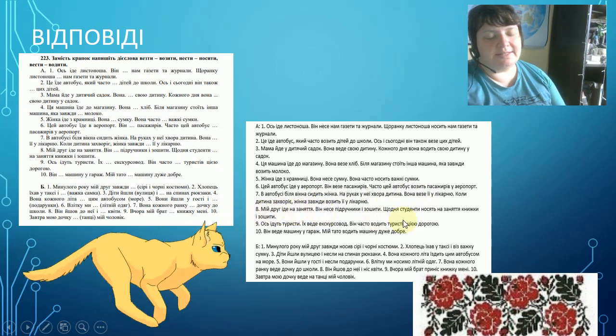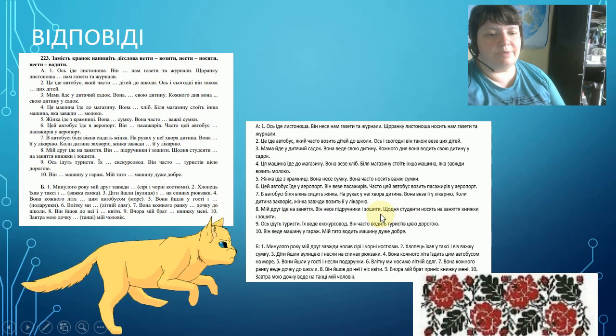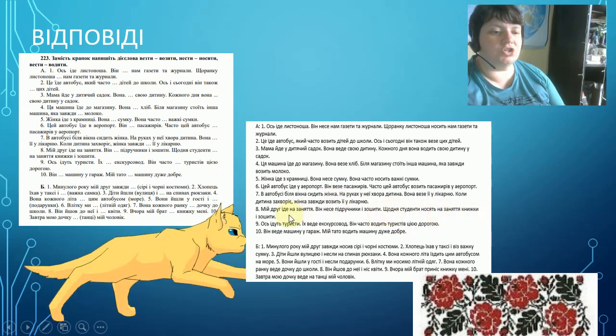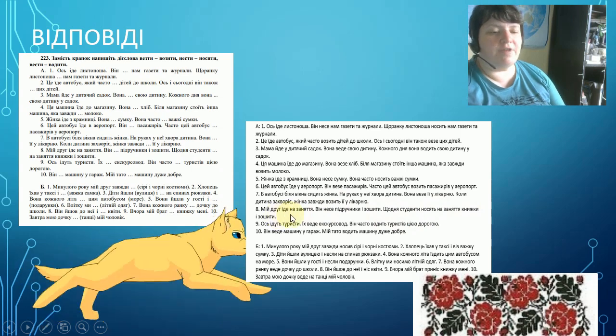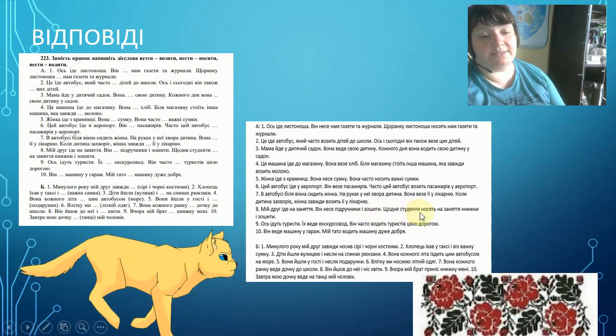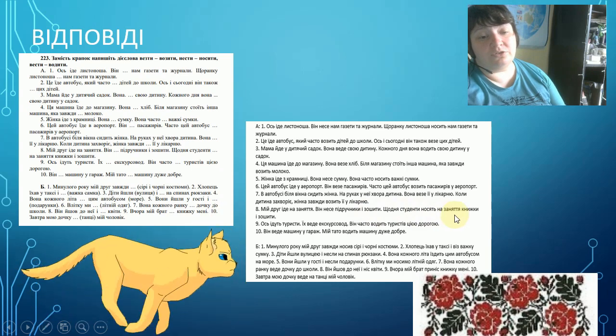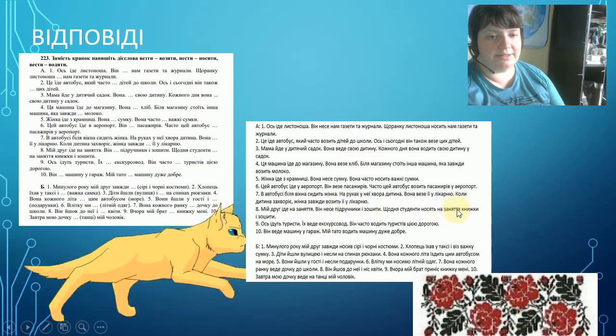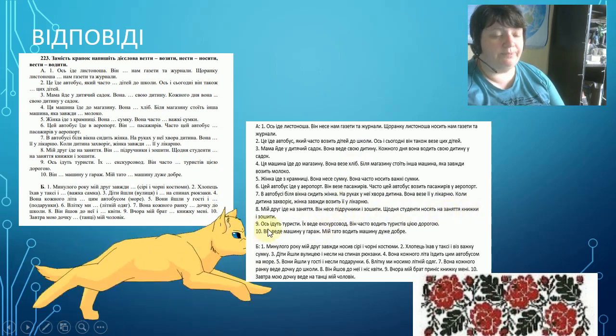Мій друг іде на заняття, він несе підручники і зошити, щодня студенти носять на заняття книжки і зошити. My friend is going to the classes. He is carrying manuals and copybooks. Every day students carry to the classes books and copybooks. So you see here again continuous, here again something like simple.